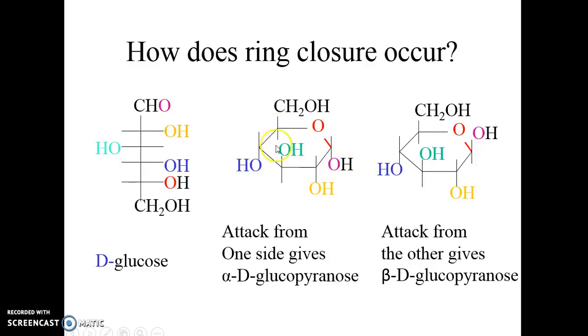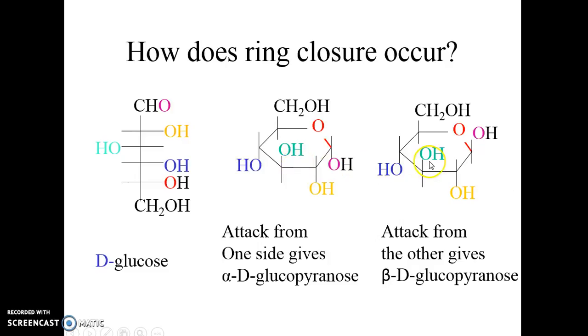When the ring forms, attack can come either from the top of the carbonyl or from the bottom of the carbonyl. If it comes from the top of the carbonyl, the hydroxyl will be down, and if it comes from the bottom of the carbonyl, the hydroxyl is up. And these two forms are called anomers. This is called the alpha anomer, and this is called the beta anomer. Alpha is down, beta is up, and I remember BUP, as in puppy, for beta up. You can do it whatever way you want.